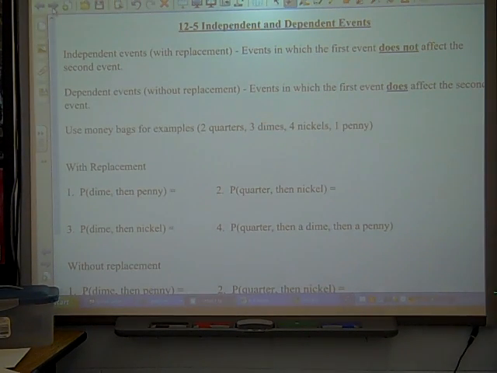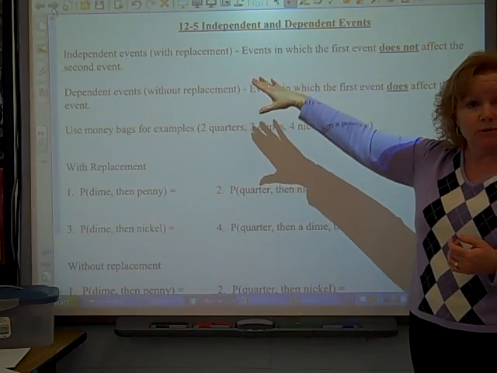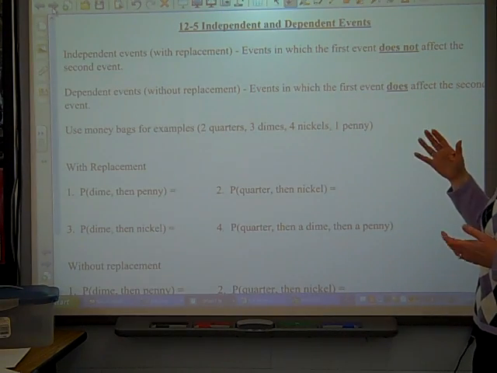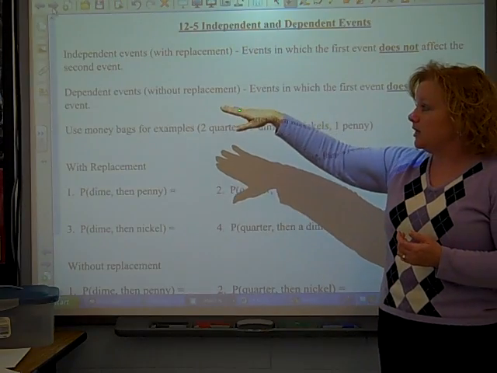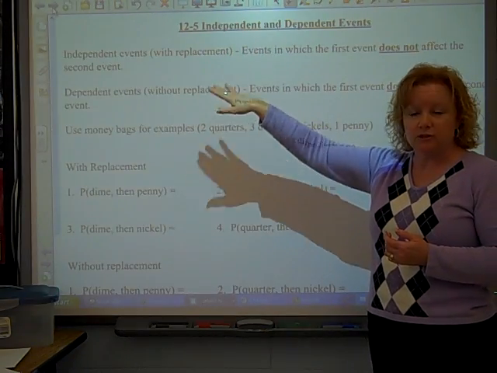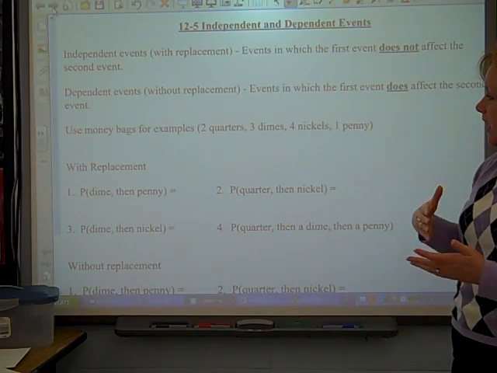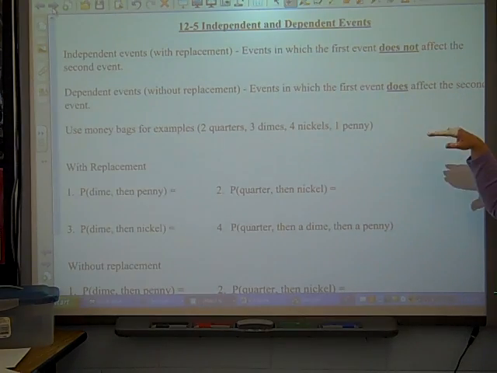Okay, so we're doing 12.5, moving on to a little bit more involved probability. So independent events, another way they may say that is with replacement, which means events in which the first event does not affect the second event. Dependent events would be without replacement, events in which the first event does affect the second event. Those are just two different ways you may hear it talked about, or you might see it.